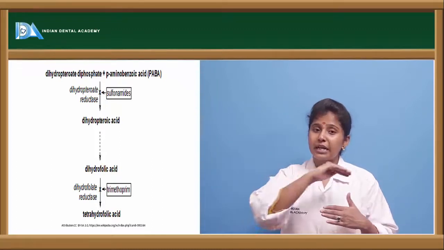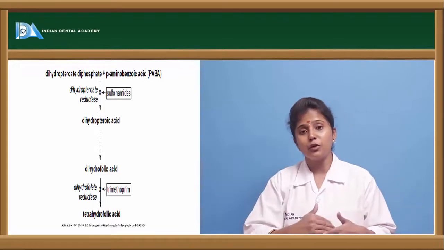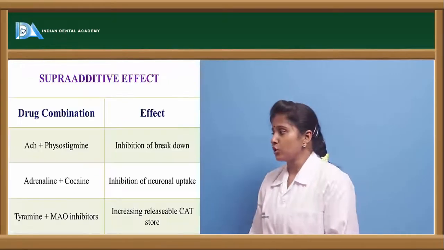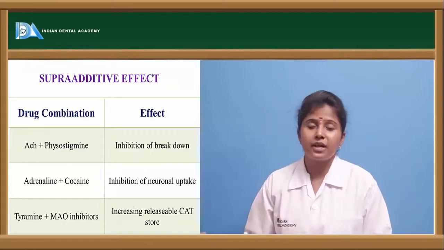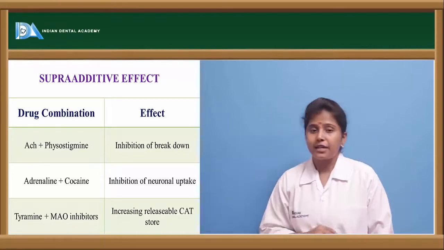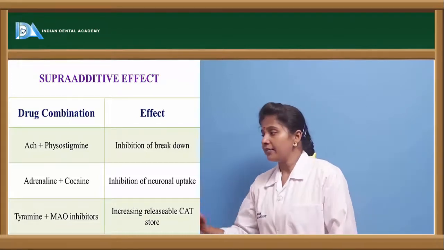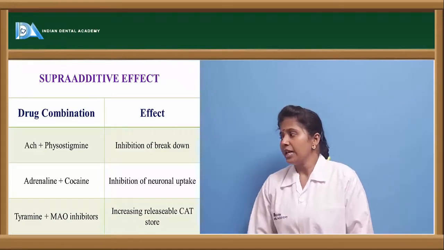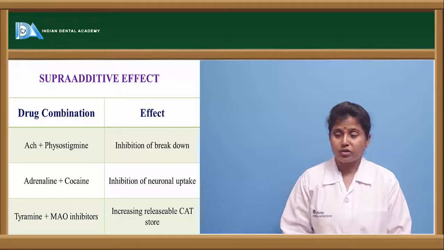If we combine these two drugs, they show a supra-additive effect. How? Sulfonamides block the initial stage, and if dihydrofolic acid is formed at all, then trimethoprim inhibits the formation of tetrahydrofolic acid. Thereby they show more effect than they would otherwise. Other examples of supra-additive effect: acetylcholine combined with physostigmine, which inhibits the breakdown of acetylcholine; adrenaline combined with cocaine, which inhibits the neuronal uptake of adrenaline; and tyramine given with MAO inhibitors, that is monoamine oxidase inhibitors, which increase the catecholamine storage.